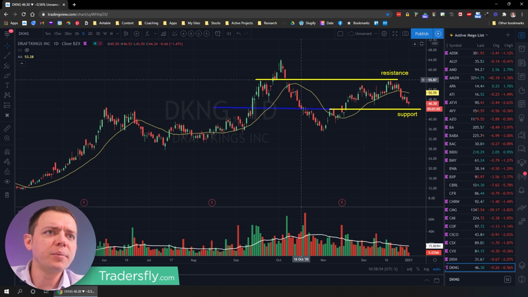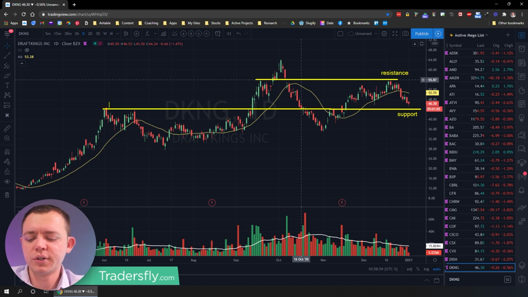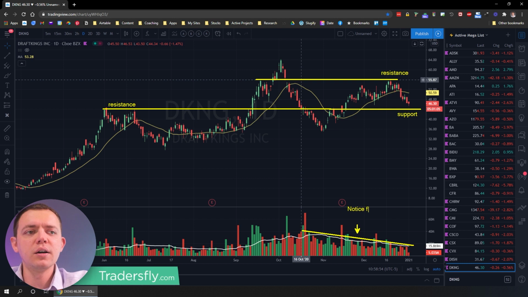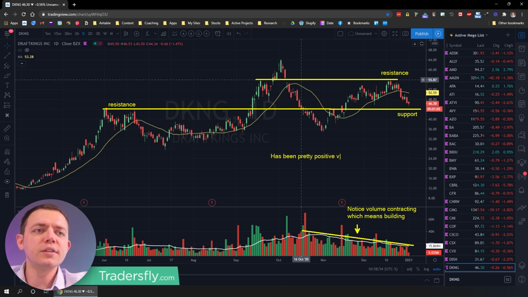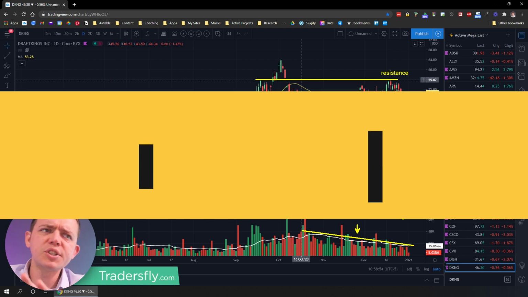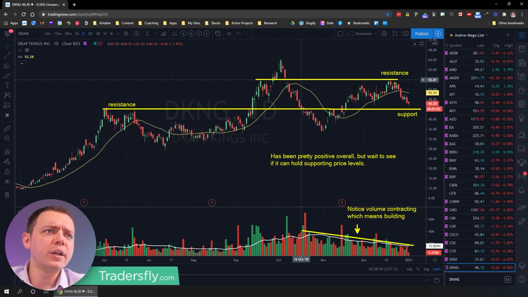If you take this out a bit, you'll also notice right here, there was your resistance overhead. Now that's your support. So we'll see how the volume reacts. You do notice volume contracting, which means building. So we will see where it's building to. This one has been pretty positive overall, but wait to see if it can hold support price levels, because it is popular. So just be careful, be a little more neutral on it right here.